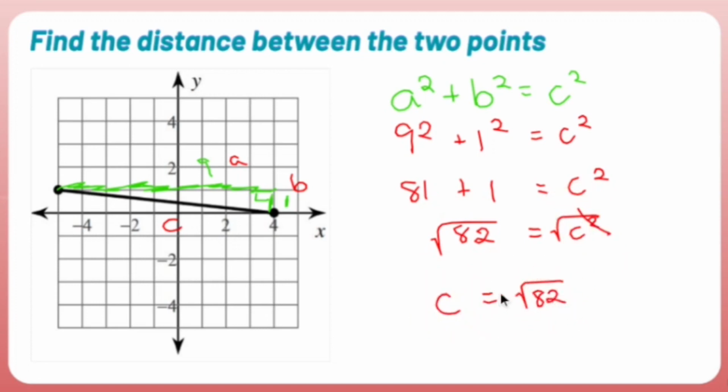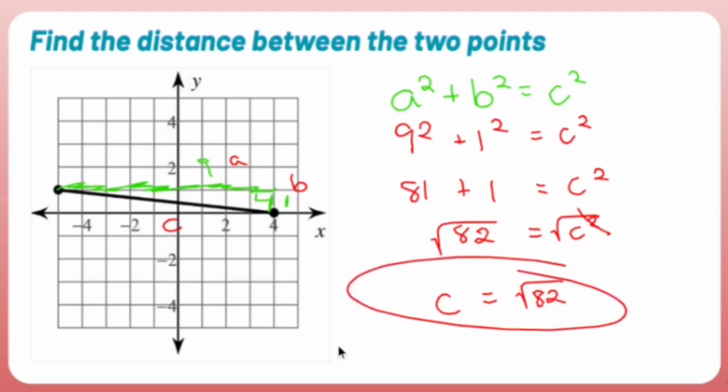Now, depending on what teacher you have, they might say, well, I need you to find the decimal to the nearest whatever. So the square root of 82 is like 9 point something. If you have a teacher that says you need to break this down and turn that into something times the square root of something, you can't do anything here. 82 is 41 times 2. You can't break that down any further and bring stuff out. So we're done. C is the square root of 82, or 9 point whatever it is.